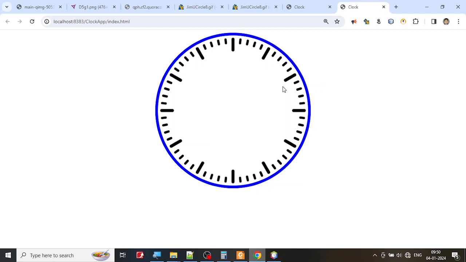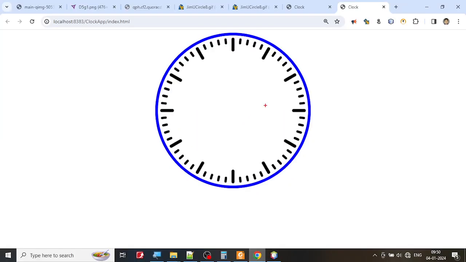Okay, so we are able to get this part. Now our next challenge is to get a circle, the hands from here. So these hour hands, the minute and the second hands, all these hands have to be drawn. So first of all, let's get this hand position.